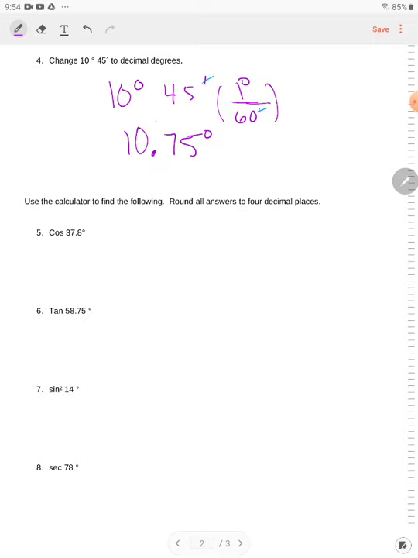All right, so when we use a calculator, we want to round all our answers to 4 decimal places. The mode needs to be degrees, okay? You have 2 options on a calculator. You have degrees and radians.